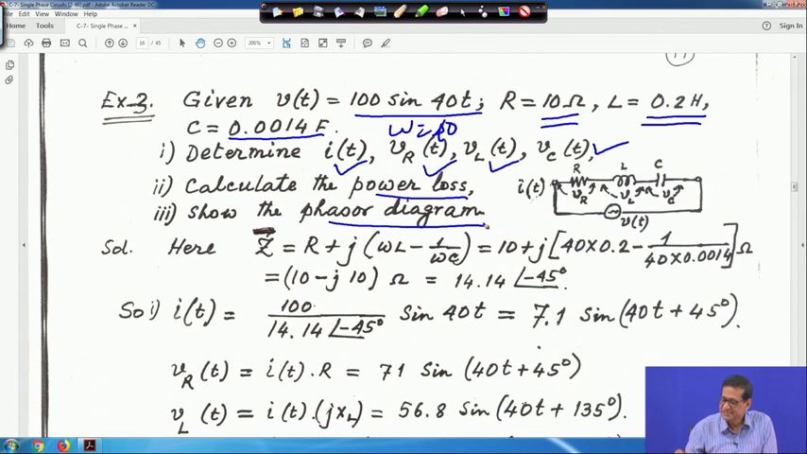This is the circuit, you have to take the instantaneous polarity plus minus, this is given, and this is Vt already given as 140 sin 40t. This is VR, the voltage across R, this is L, the voltage across L, and this is C, the voltage across capacitor C. So you have to find out i(t), VR(t), VL(t), VC(t), all these quantities.